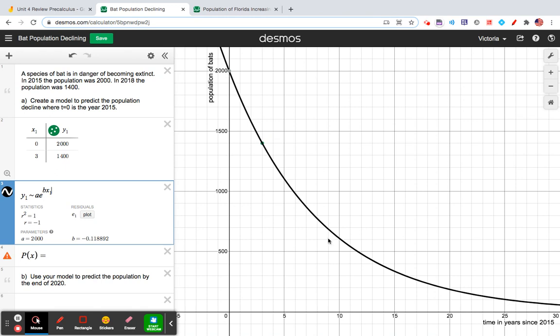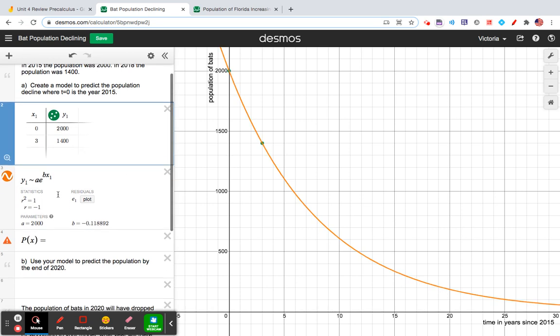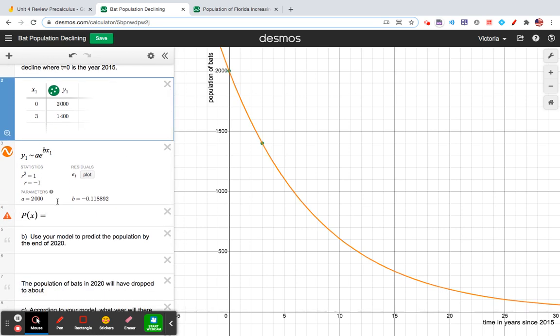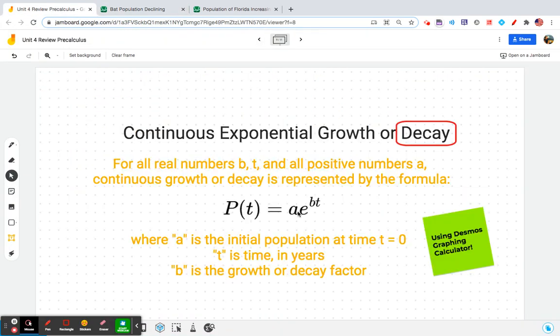Immediately, I can see this line that goes right through these points. I don't love the same color as my points, so I think I'll make it orange. So there's my exponential. These are my parameters. Okay, so my A in the formula that I'm using. This A and this B are given.